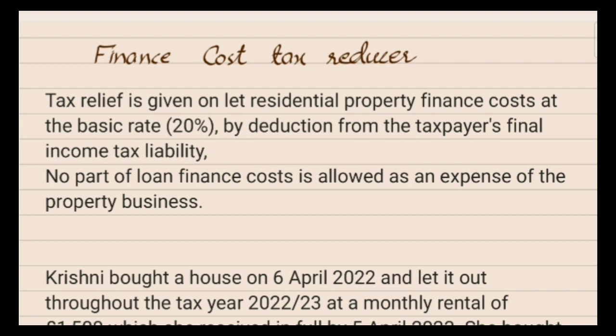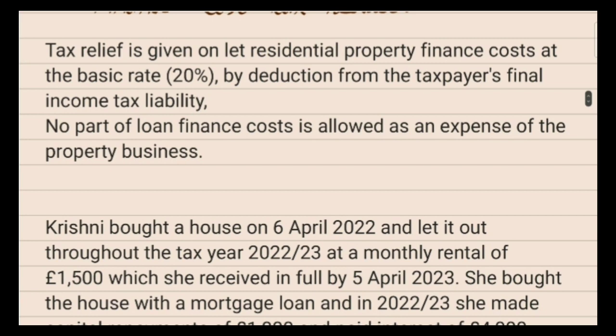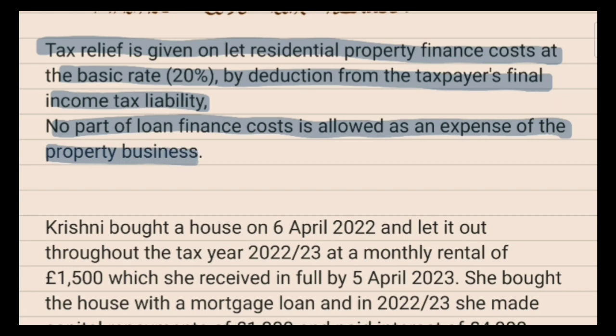20% of interest paid to acquire and improve residential property would be recorded as a reduction in your tax liability. So they are saying that tax relief is given on the residential property finance cost on the basis of 20% by deduction from the taxpayer's final income tax liability. No part of the loan finance cost is allowed as an expense of the property business. जो भी आपने इंटरेस्ट पे किया है उसका कोई भी हिस्सा आपके अलाउबल एक्सपेंसेस के तौर पे इनकम को रिड्यूस नहीं करेगा.